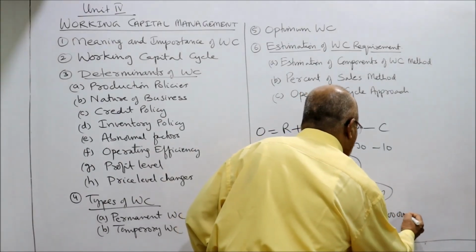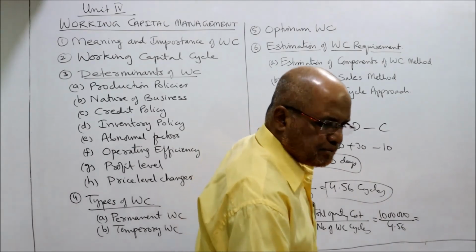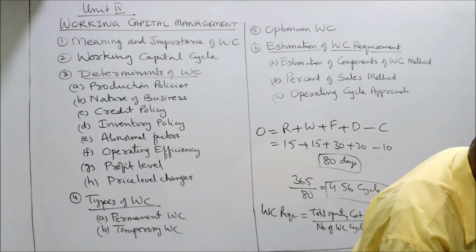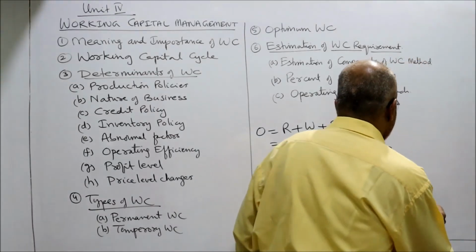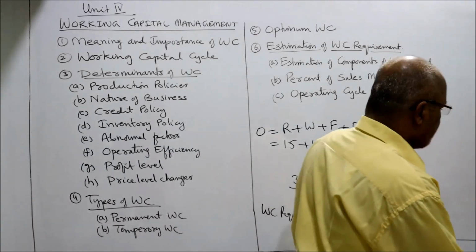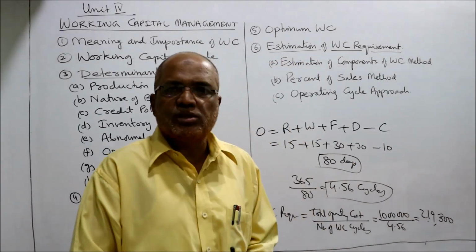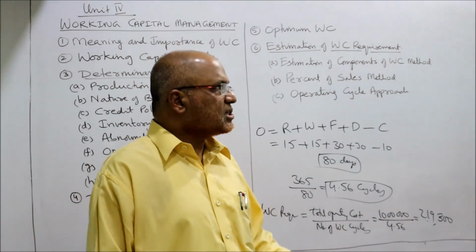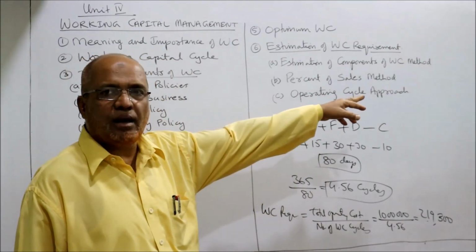10 lakhs is the total operating cost, divided by 4.56. 10 lakhs divided by 4.56 is equal to 2,19,000, more precisely 2,19,299 or 300. So 2,19,300 is the working capital required. This is also one of the methods of calculating the working capital. This is called the operating cycle approach.